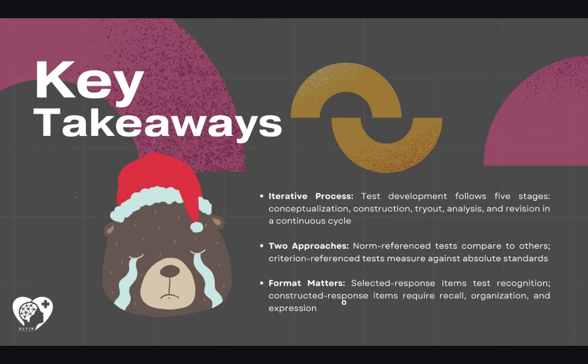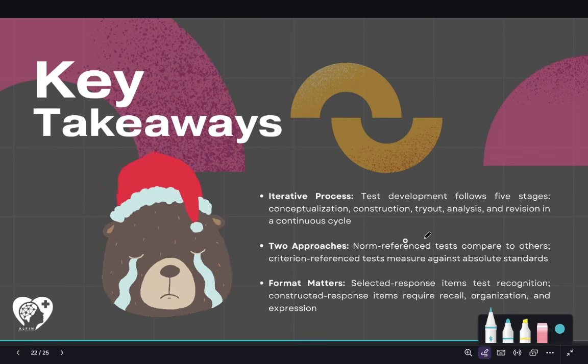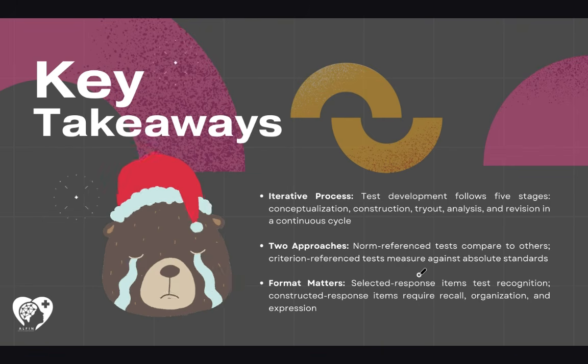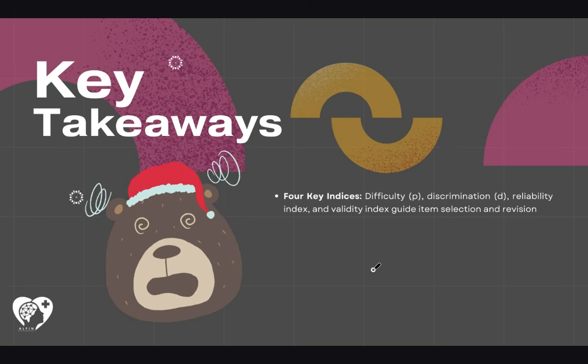That's it, we're done. And here are key takeaways. First is the iterative process. Test development follows 5 stages: conceptualization, construction, tryout, analysis, and revision. There are 2 approaches, the norm-referenced and the criterion-referenced. And format matters, for selected response items and constructed response items. And we also have 4 key indices in terms of quantitative analysis.